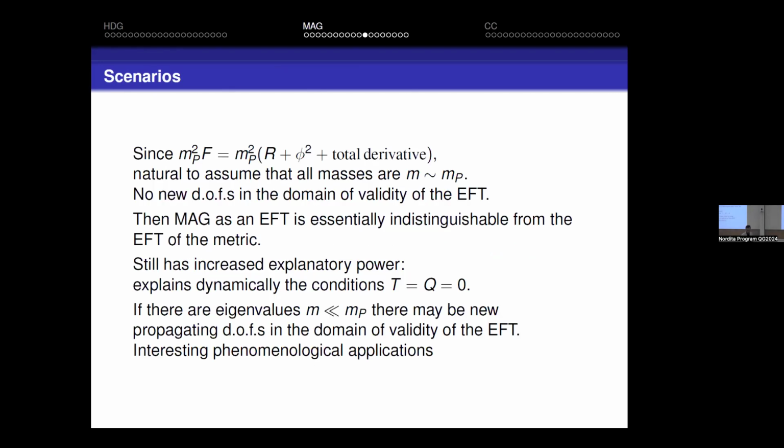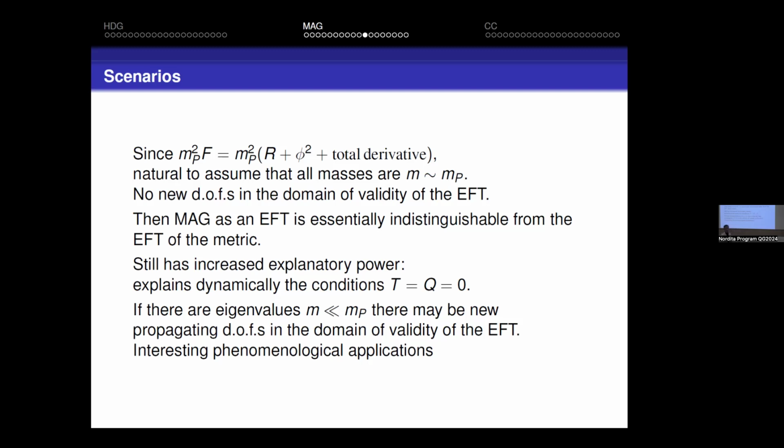Now, what are the scenarios then? Since this connection now is massive, it depends on what the values of this mass are. It would be quite natural that all the masses were of the order of the Planck mass. And in that case, you wouldn't see anything really. The effective field theory of the metric-affine gravity would be indistinguishable from the effective field theory of the metric that John has been talking about.